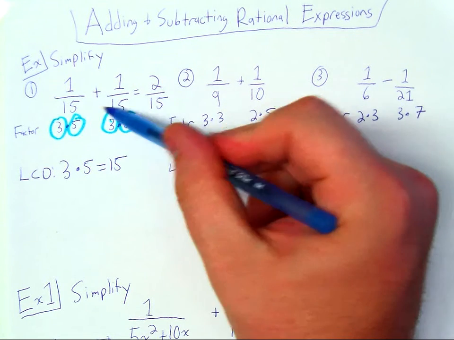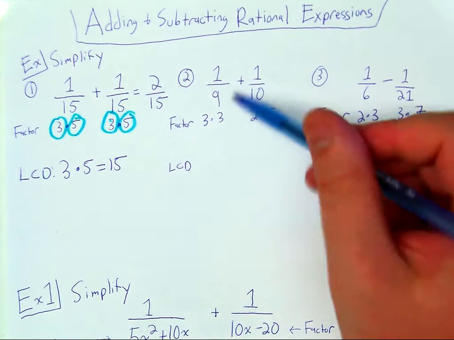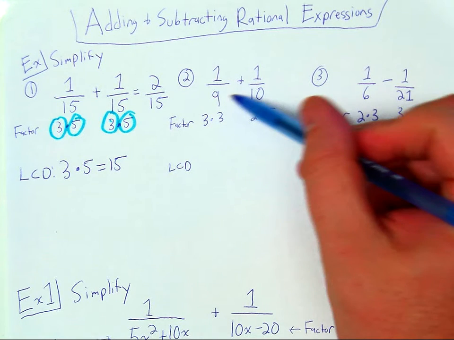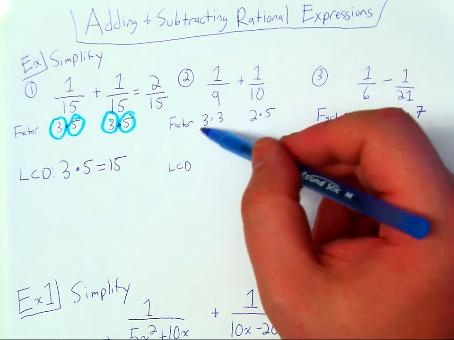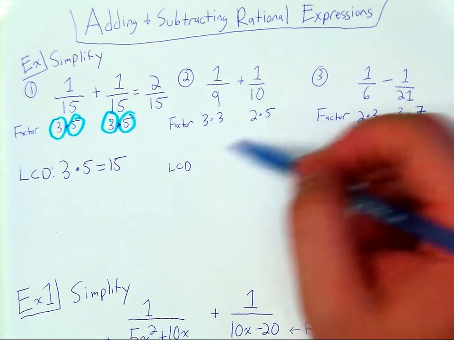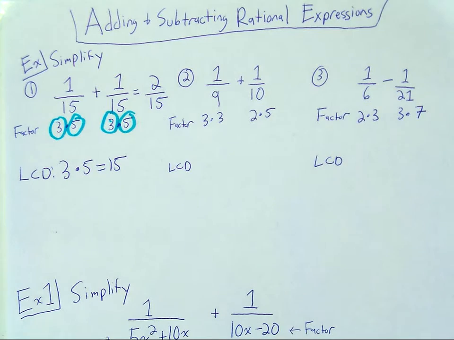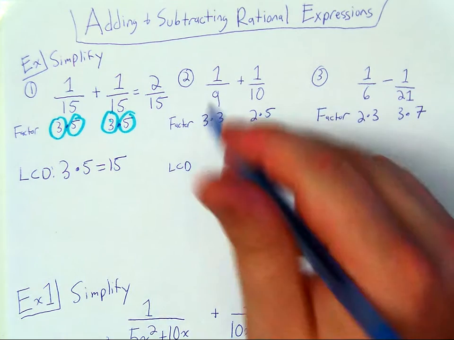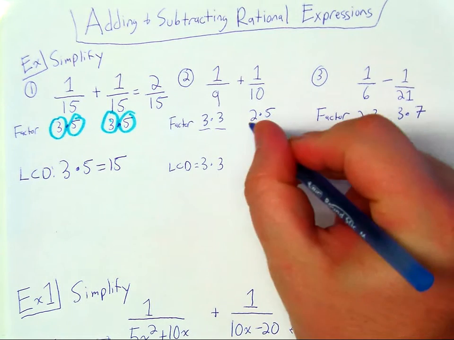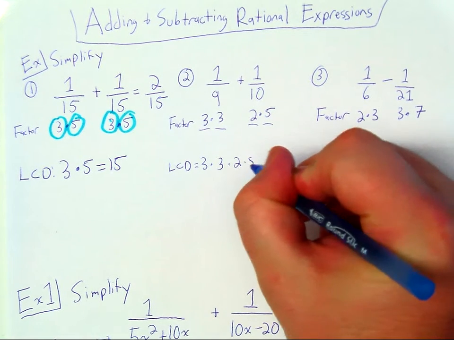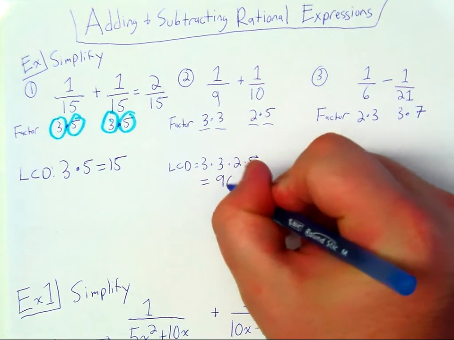And that's how I get a common denominator of 15. But this was obvious here because these were the same. So when we come over here, these are not the same. So let's build the common denominator. I start by factoring the denominators. Do they have any factors in common? They do not. When this happens, this is the easiest case. The common denominator, I'm going to take the 3, and also the 2 and the 5 to make my lowest common denominator here, which is going to be 90.